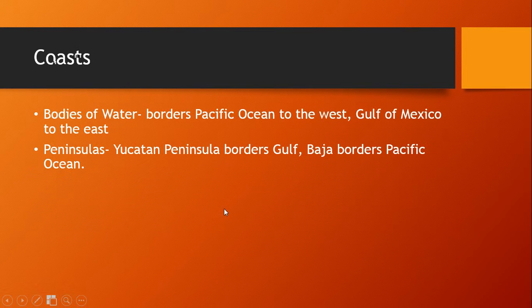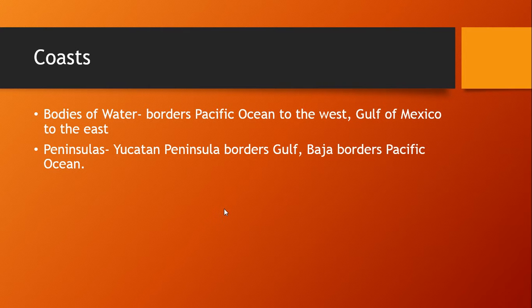While we're talking about water sources, I want to talk about the coasts, and the coasts of Mexico border two major bodies of water. To the east, you've got the Gulf of Mexico, and then also the Caribbean Sea in the southern portions. And then to the west, you've got the Pacific Ocean.